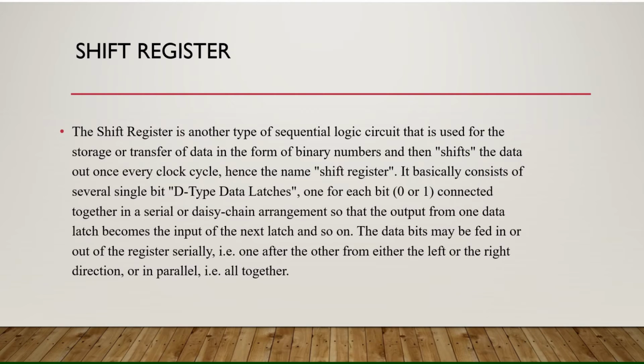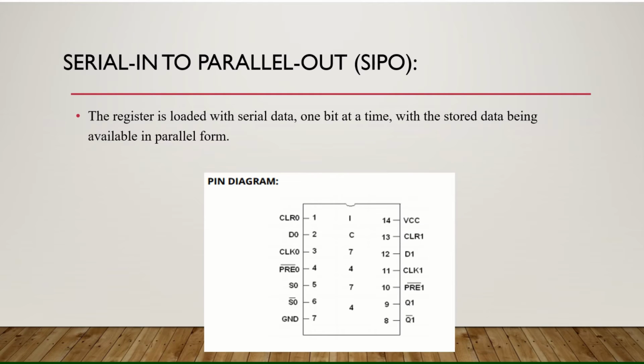The data bits may be fed in or out of the register serially, that is, one after the other from either the left or the right direction, or in parallel, that is, all together. Next, serial in to parallel out. The register is loaded with the serial data, one bit at a time, with the storage data being available in parallel form. This is the pin diagram for serial in and parallel out.